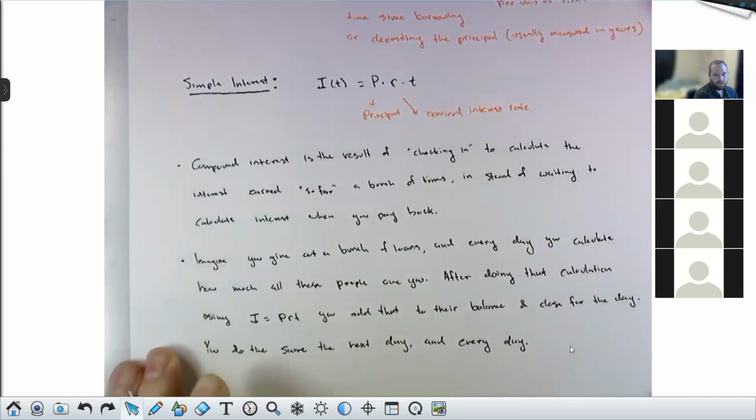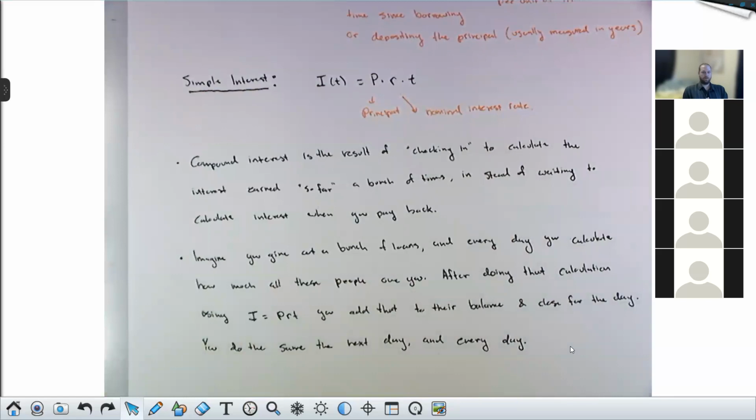Do you know what you've just done? You just invented compound interest. Compounding daily. That's what it means. That's what compound interest is, right? You calculate the interest they earned or accrued that day. You add that onto their account. If it's a savings account, you're giving them money. If it's a loan, you're saying, okay, you owe me this much now. You calculate the interest earned or accrued each day, and you add that onto the principal.